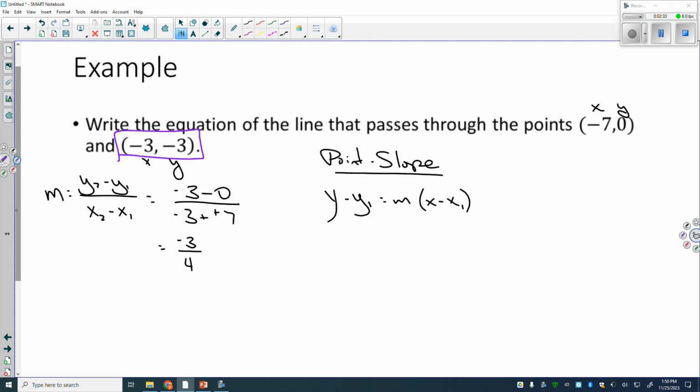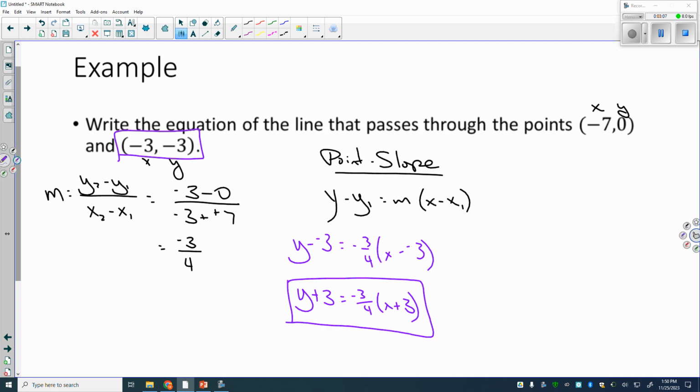And I'm just going to plug stuff in. So I'm going to have y minus my y value from the point equals m, that's the slope we just found, x minus the x value from the point. I'm going to clean it up a little bit, but a lot of times, and definitely on the Delta Math, if it says leave it in point slope form, you can just leave it just like this. You do not have to distribute. You do not have to move things. You do not have to combine any like terms. You get to leave it just like this.